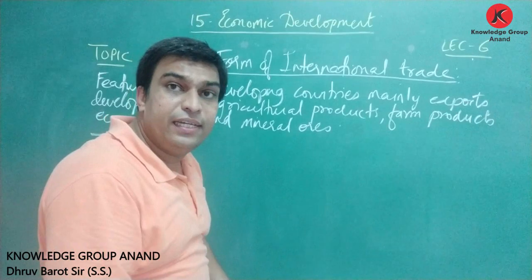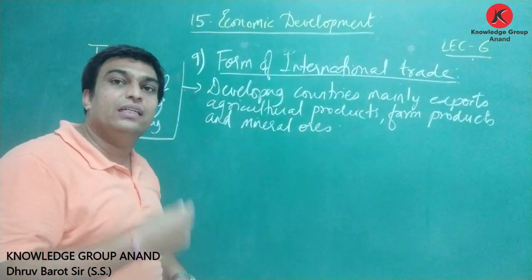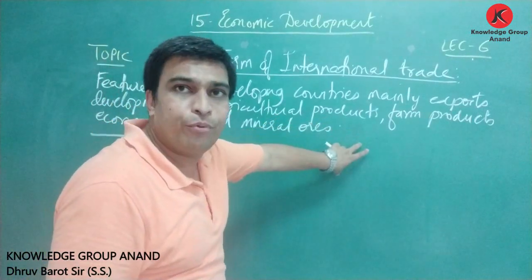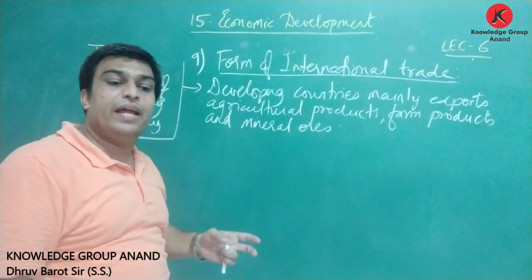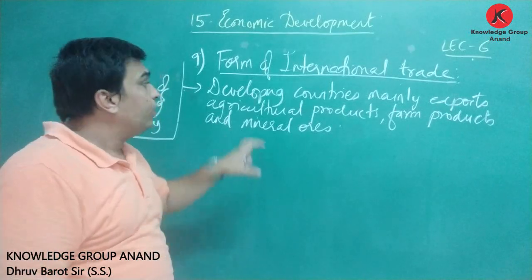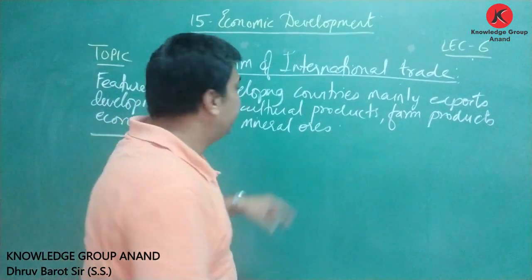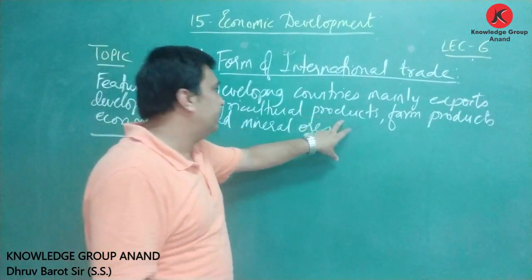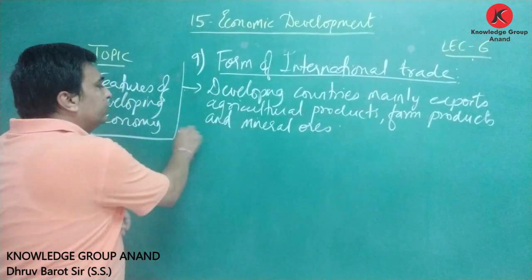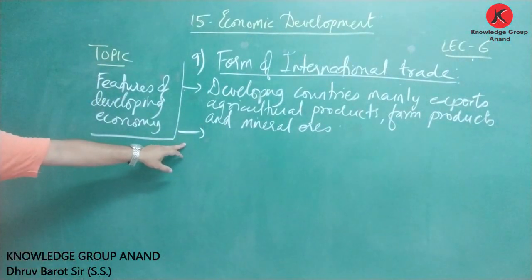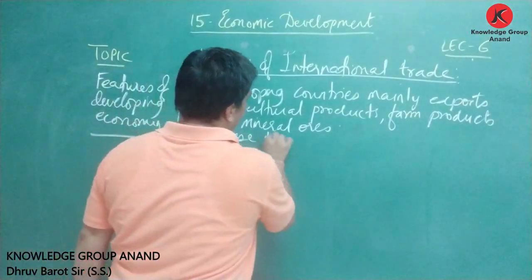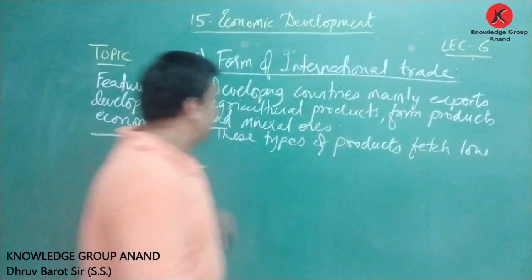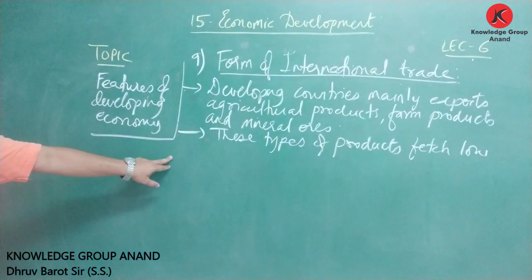When they are exporting, obviously the foreign currency, the foreign income comes into the country. Here, the country mainly exports agriculture products, farm products, and mineral ores. As we learned in the previous lecture, the main feature of developing countries is that they depend on agriculture. The main occupation of that country is agriculture, and that is why they export agricultural products, farm products, and mineral ores. So these are the main things that they export. These types of products fetch low prices.